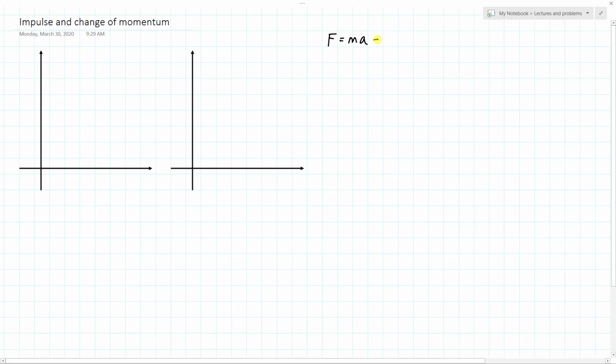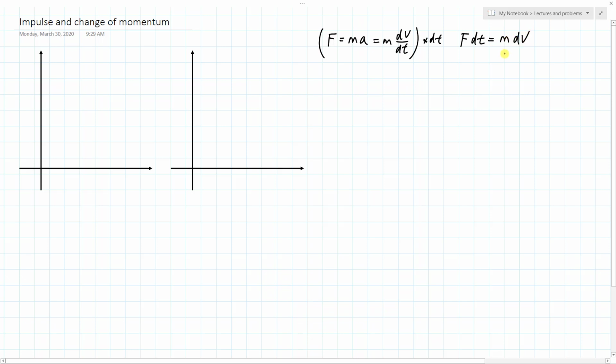Let's express acceleration as the derivative of velocity over time. Now we can multiply by dt on both sides of the equation. Left and right sides are both multiplied by dt. So the left hand side is F dt, and the right hand side will not have the dt anymore. It will be just m dv.